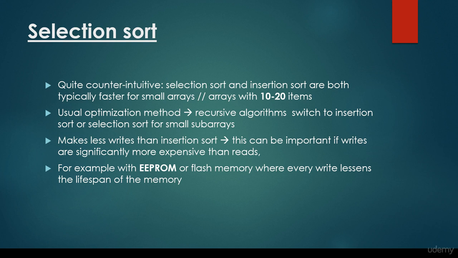Okay. Selection sort makes fewer writes than insertion sort. This can be important if writes are significantly more expensive than reads, for example, with EEPROM or flash memory, where every write lessens the lifespan of the memory. So every single sorting algorithm has of course some disadvantages, but some advantages as well. For example, selection sort makes fewer writes than insertion sort, so this is why we favor selection sort.